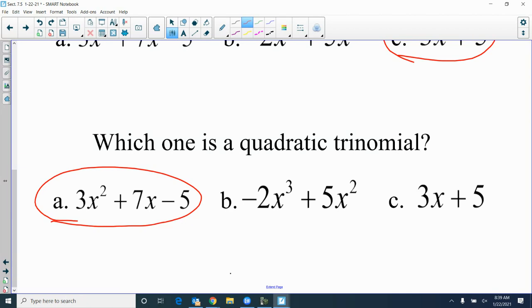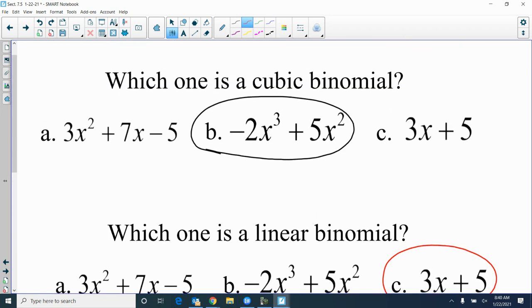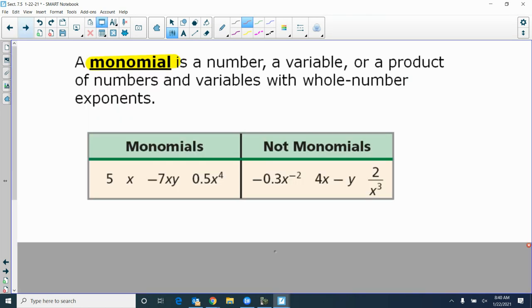It's a trinomial. What if it has 2 terms? It's a binomial. Thank you. What does the word cubic mean? It means cube. Okay. All right. So you kind of got an idea.